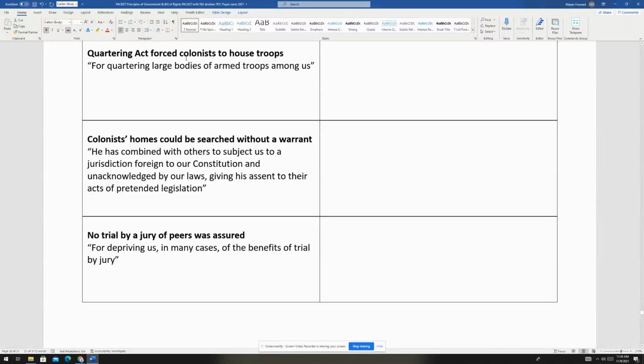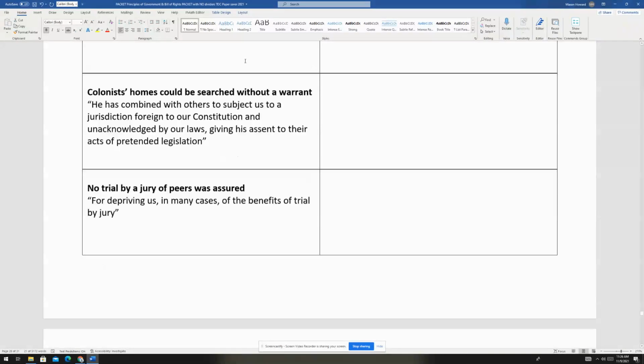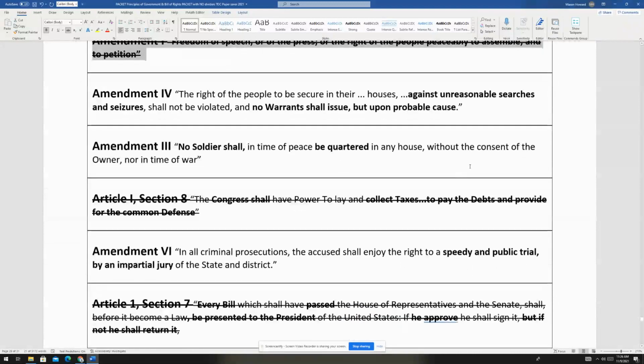Okay, Quartering Act forced colonists to house troops. Eek. Colonists' homes could be searched without a warrant. No trial by jury of peers was assured. Okay. How did we make sure that none of these are things we hated, why we broke up with Great Britain? How do we make sure that our new government couldn't do these things? See if you can match them to the 3 that we have left.